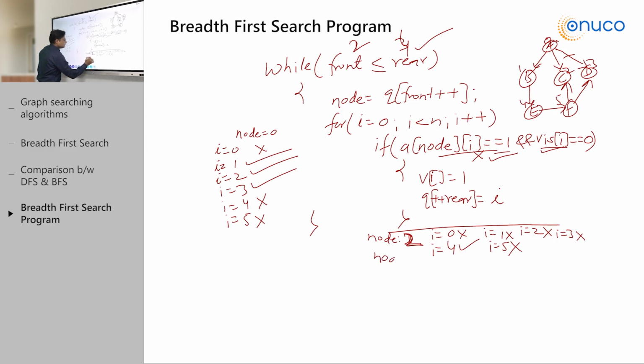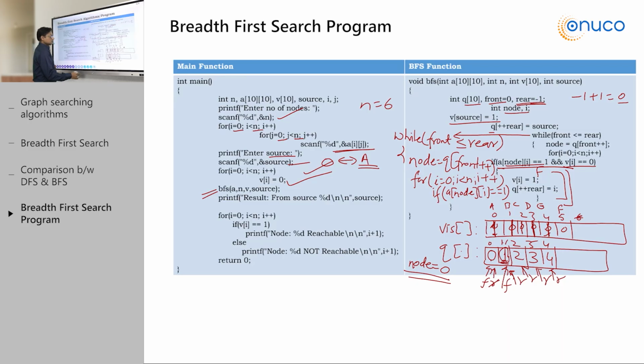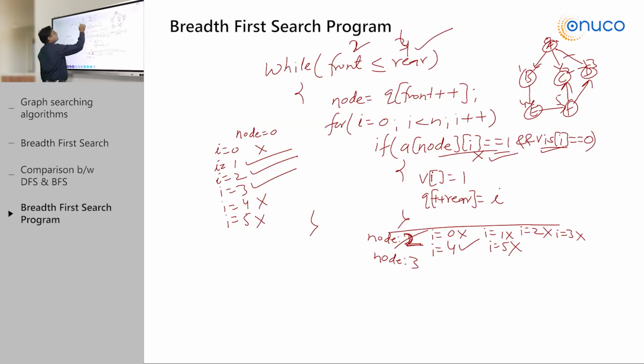Now node is 3. This is gone now. Okay, so the front pointer reached the third position. In that case, check: do you have any other path from 3? 3 to 0, 3 to 1, 3 to 2, 3 to 3? No, we don't have it. Hence, for this also, all conditions fail.